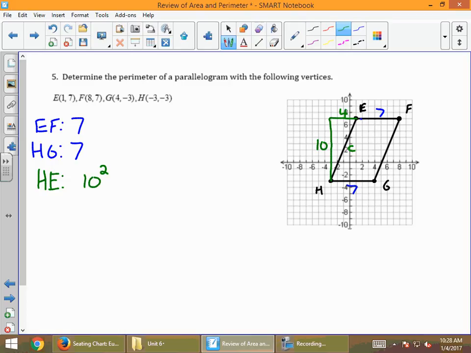I'm just going as I see it. 10 squared plus 4 squared equals c squared.